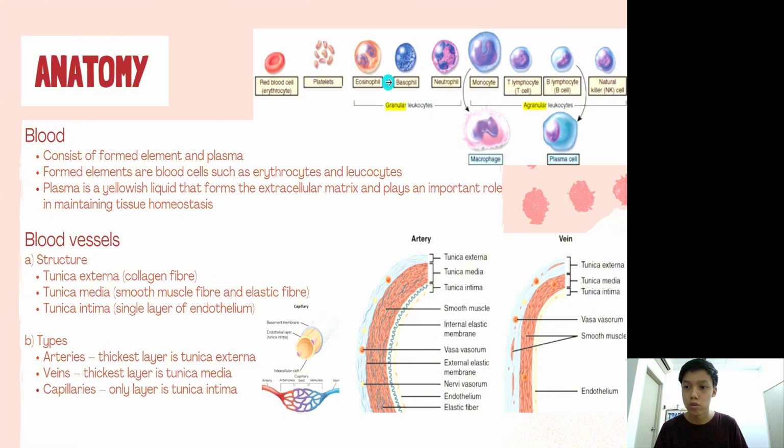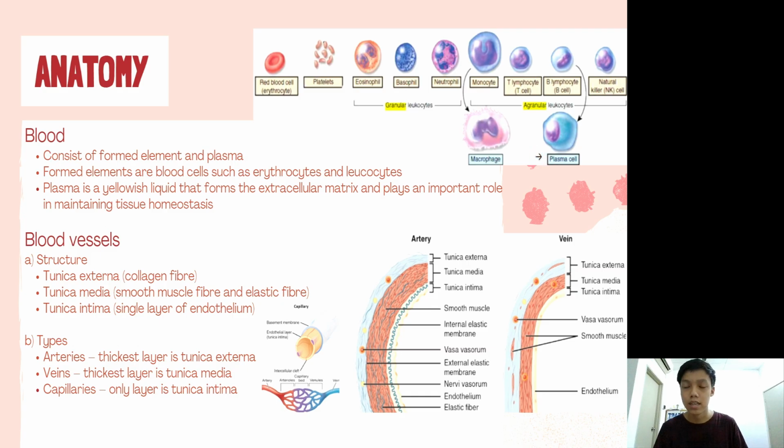And next, for the agranular leukocytes, we have the most important ones, which are the T lymphocytes and B lymphocytes. These two are responsible for producing antibodies. And here we can see that the B lymphocyte, once it is activated, is differentiated into plasma cells, and it will produce antibodies.